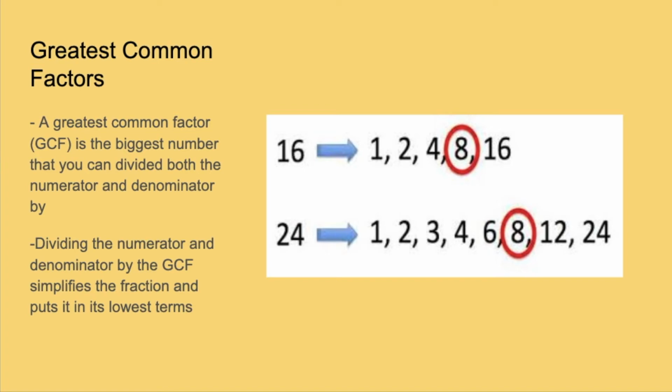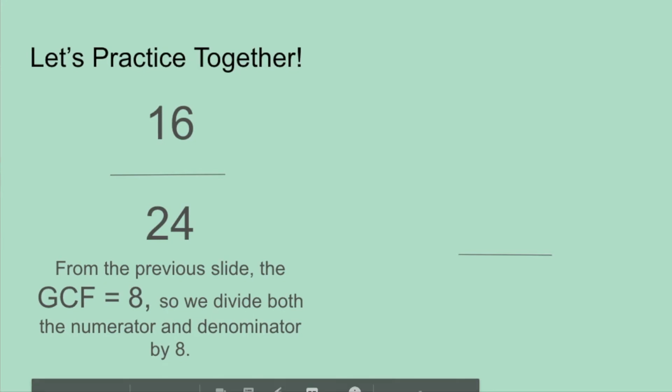Factors are numbers that you can multiply with another number to get to the product. For example, you can multiply 2 by 8 to get to 16. Once you've listed out all of the factors, you can see that in this example, 8 is the biggest number they have in common, so 8 was the GCF.